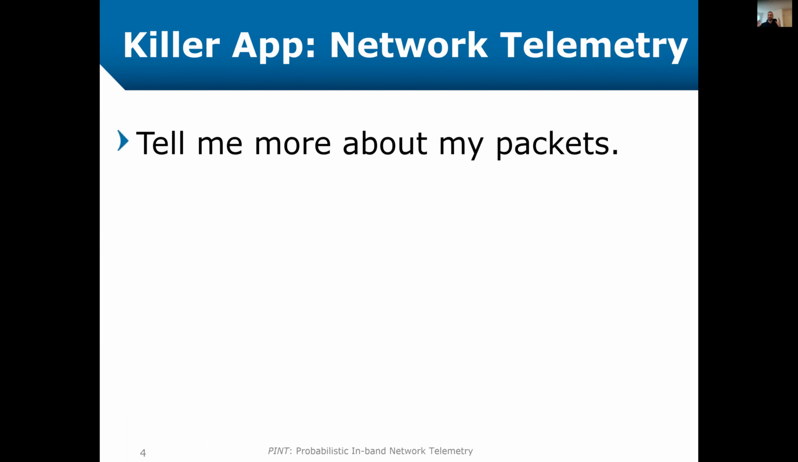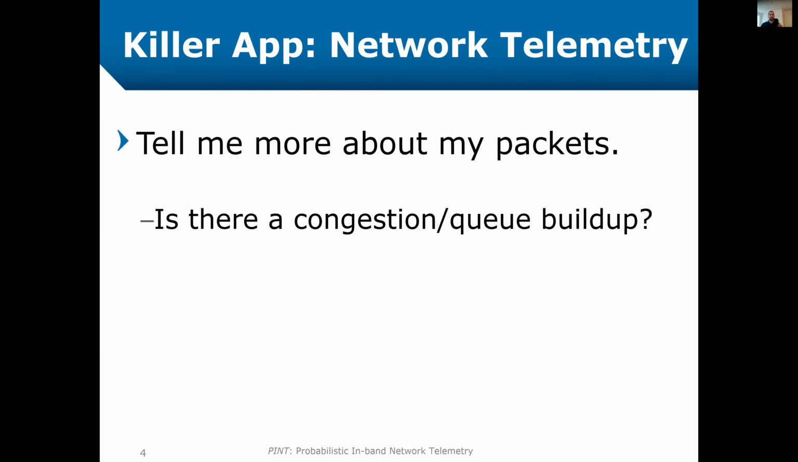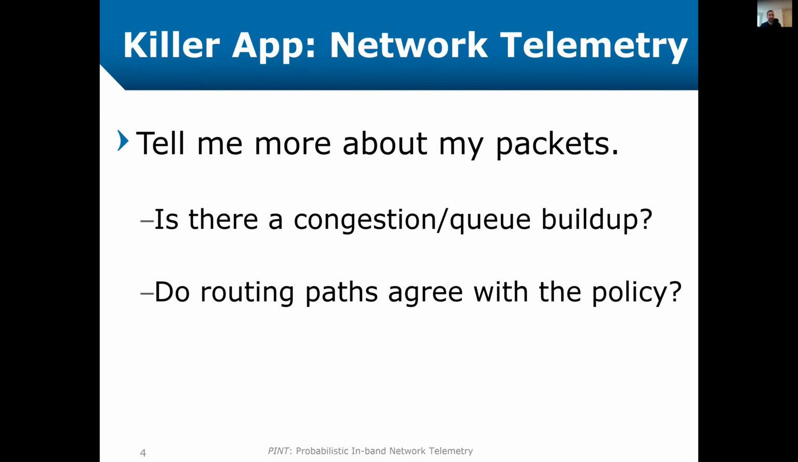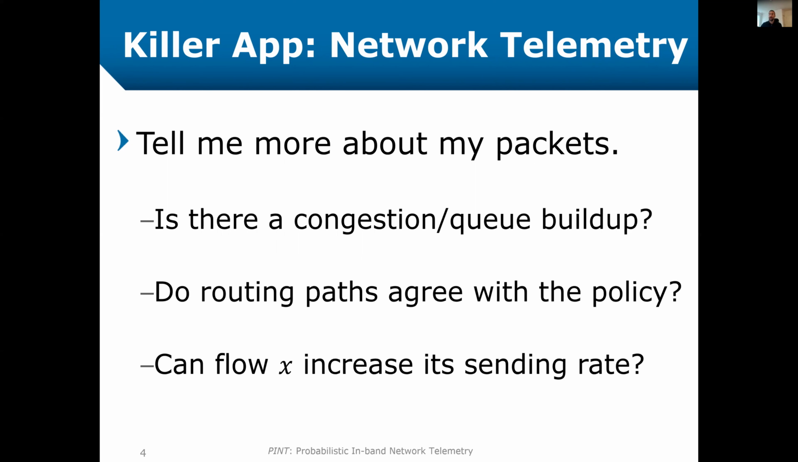And network telemetry is about figuring out what's going on in the network. So for example, we may want to ask, is there a congestion or a queue buildup somewhere? Do the paths taken by packets conform with the policy? Like maybe I want everything to go through a firewall or something. On the application side, can we increase the sending rate of some flow without causing congestion or hurting the performance, right? So to that end, we can use telemetry.